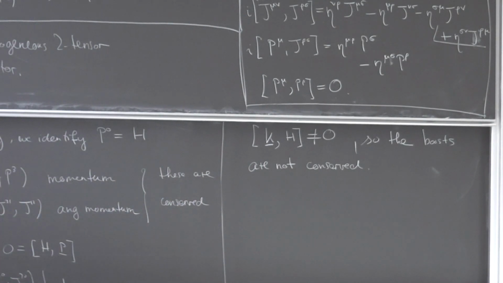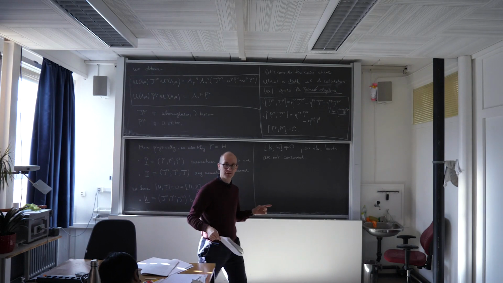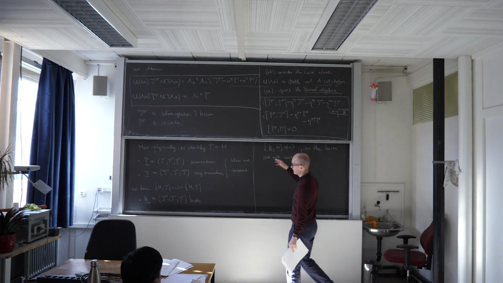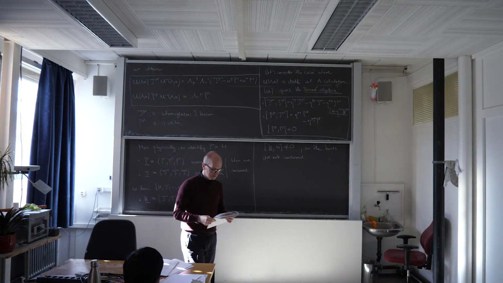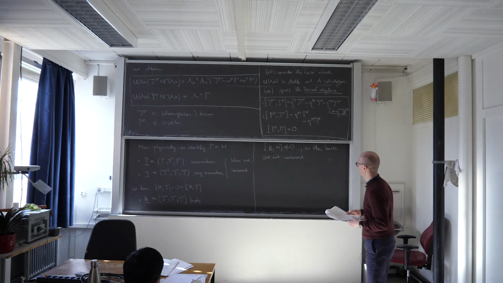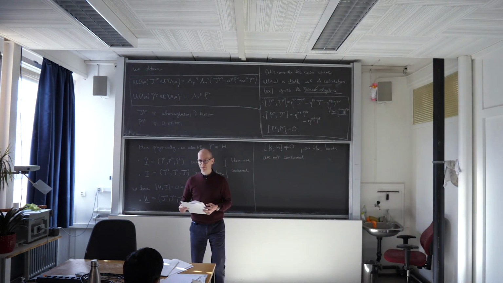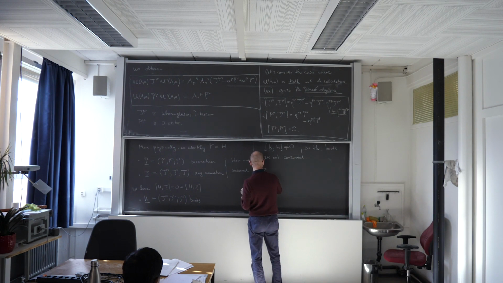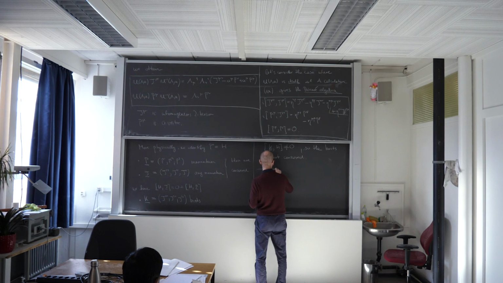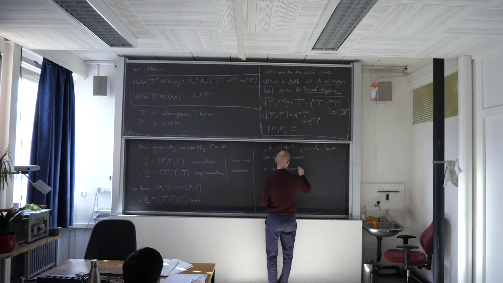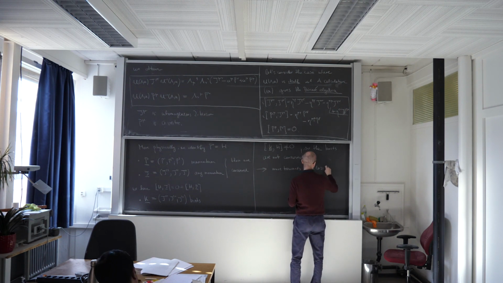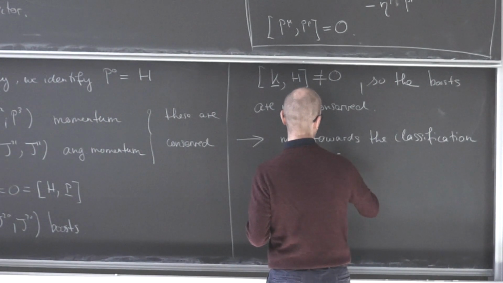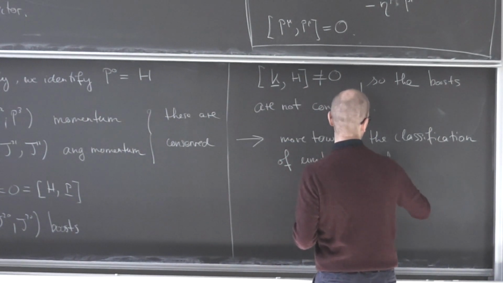Good. So now we've written down the algebra that we're interested in, and we've made some physical identifications of what these commutation relations could possibly mean. Let me now go to the business of classifying unitary irreducible representations of this structure. Let's move towards the classification and construction of unitary irreps of Poincaré.